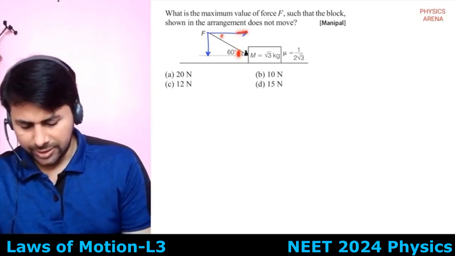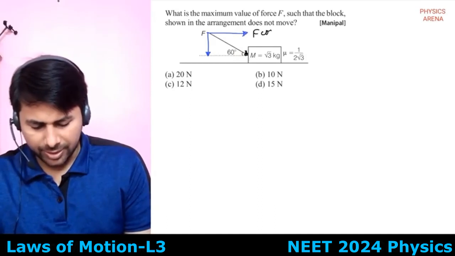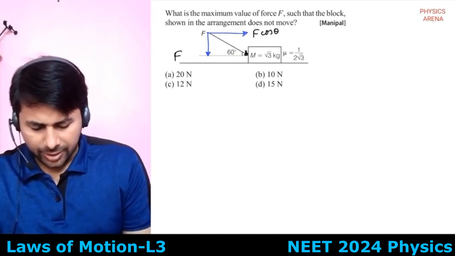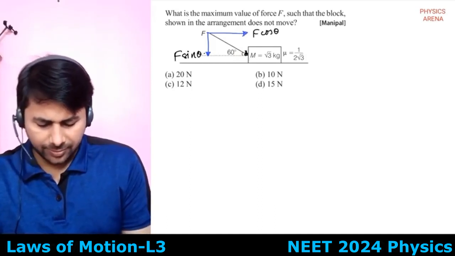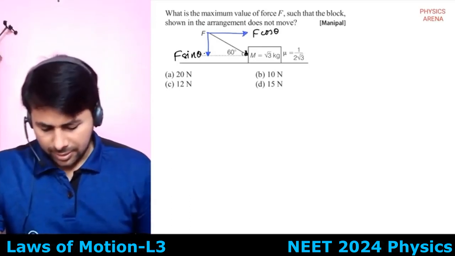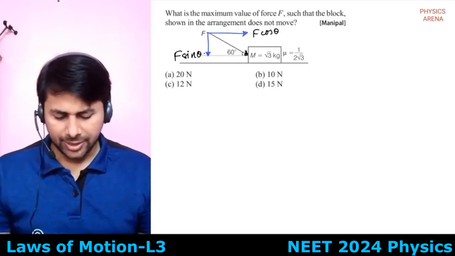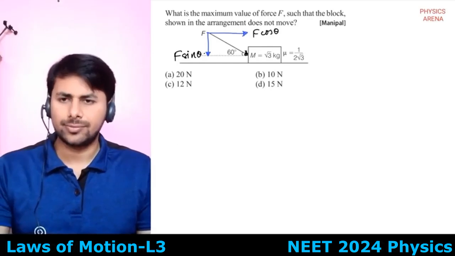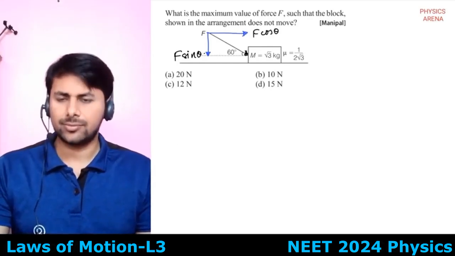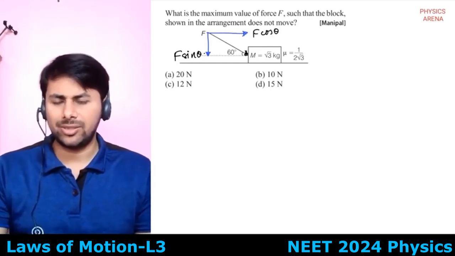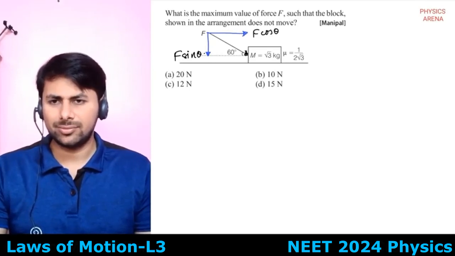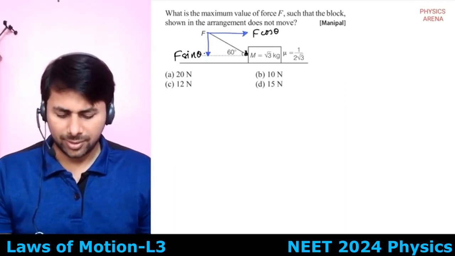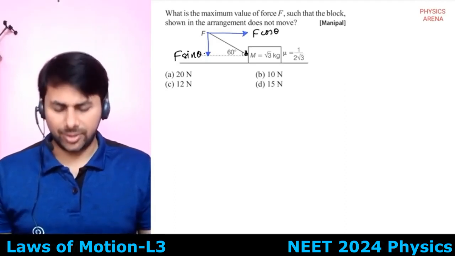The horizontal component is F cos 60, or F cos theta, we can say. The vertical component is F sin theta. And how much would be the normal reaction here? Will it be equal to mg? Actually, it will not be equal to mg.